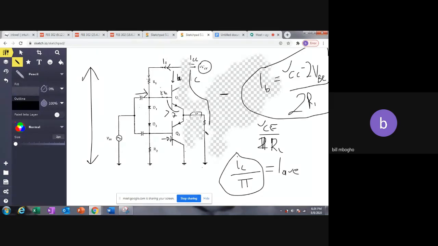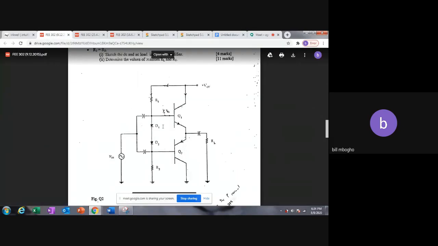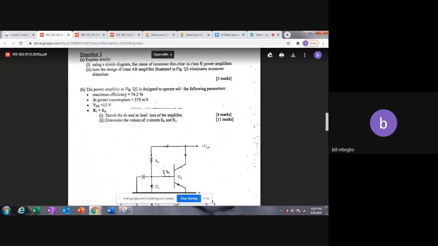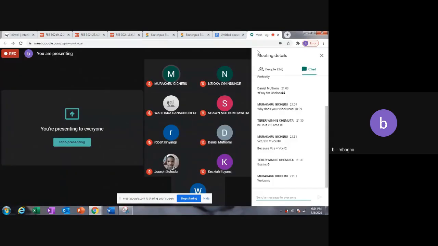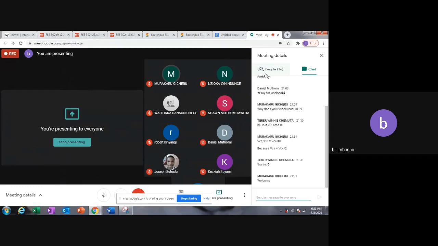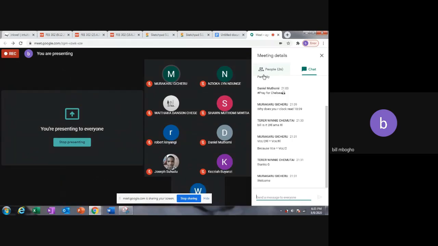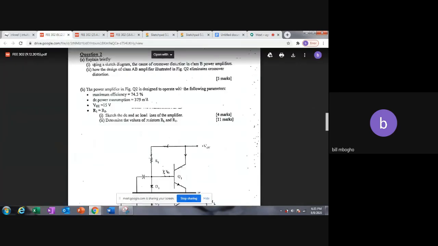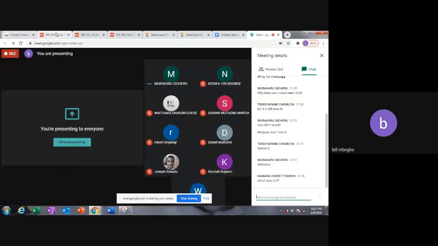Okay, now let's start some exam questions because usually the exam reverses the process sometimes. Let's start with this one, I think. The first one: explain briefly using a sketch the cause of crossover distortion. This is in the notes. Does anybody want me to go through these explanations? This paper is from what year? 2015.